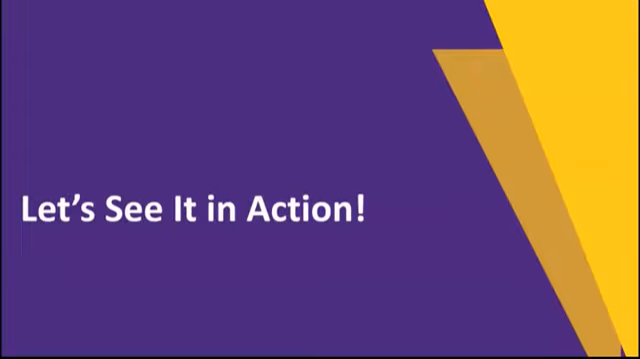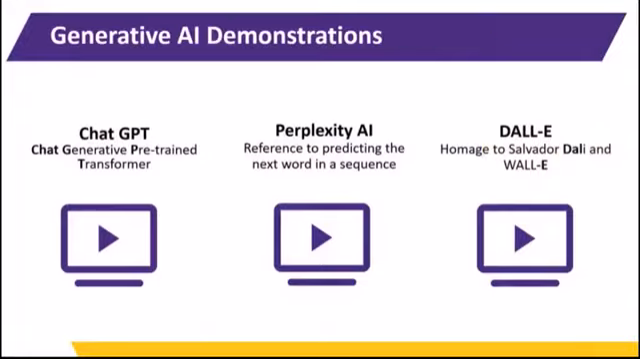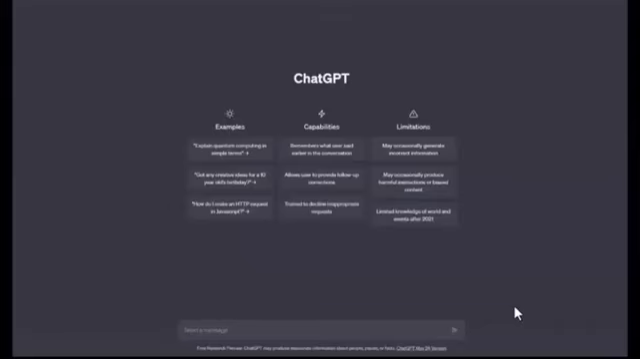So now that we have a basic understanding of generative AI, I'd like to go ahead and show you some demos of 3 different popular generative AI tools. For this portion of the workshop, I've prepared some pre-recorded demos for us to look at from 3 popular programs. We have ChatGPT here, Perplexity AI, and Dolly. So we'll go ahead and start with ChatGPT here.